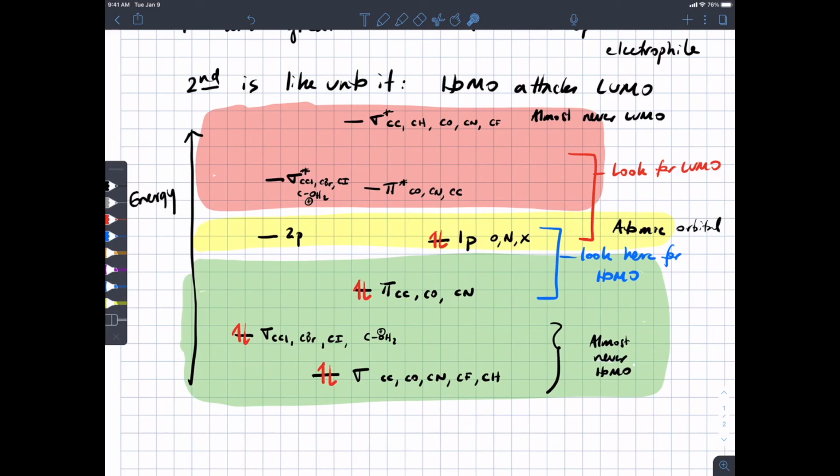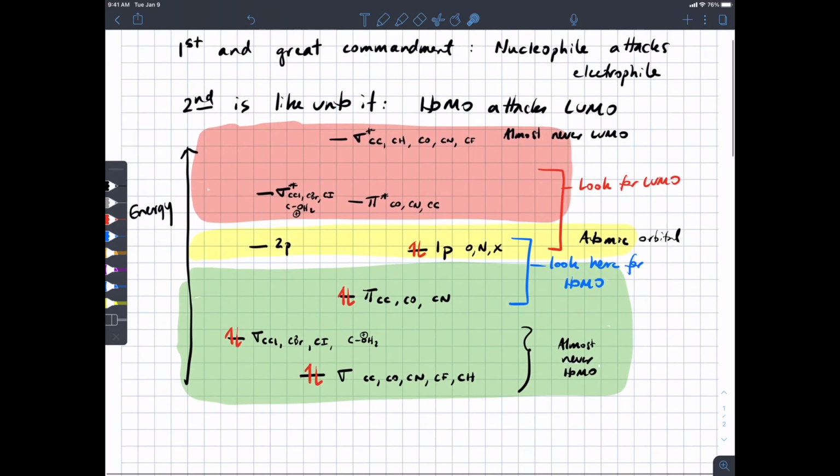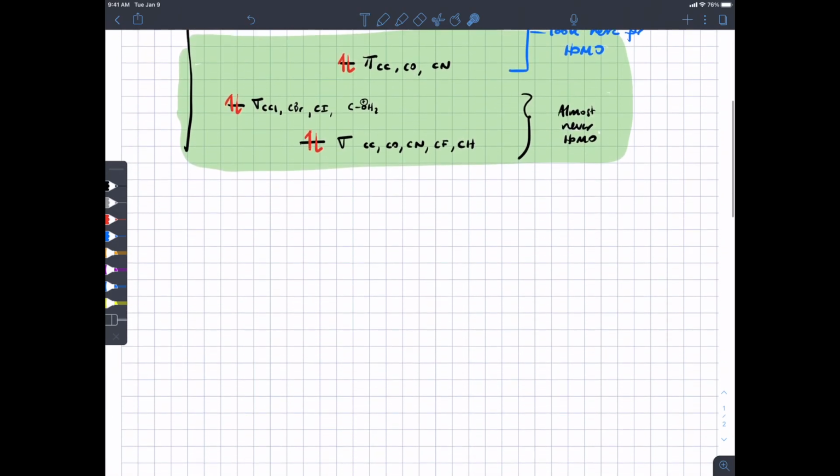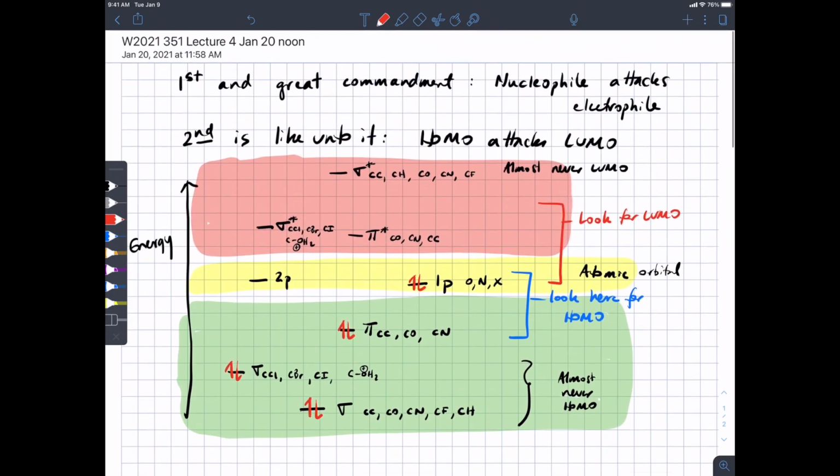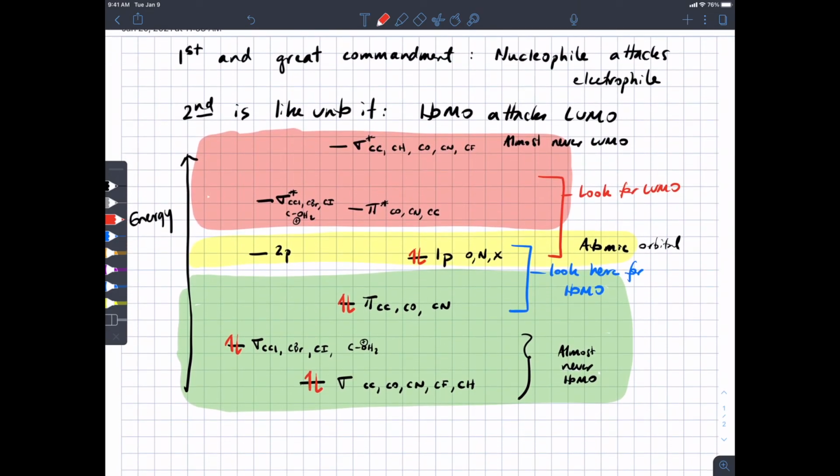Okay? So with that in mind, we've shown you a couple of examples of HOMO of a nucleophile attacking LUMO of an electrophile. And I just want to briefly review them. But I guess before we do that, let's pause for any questions you might have.